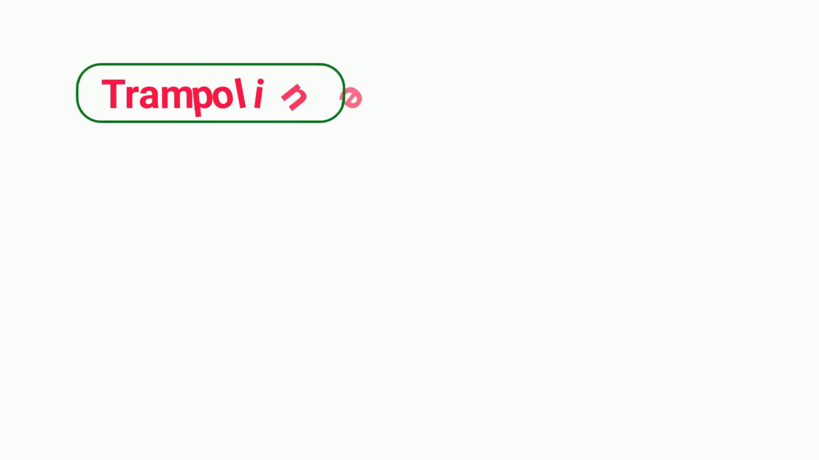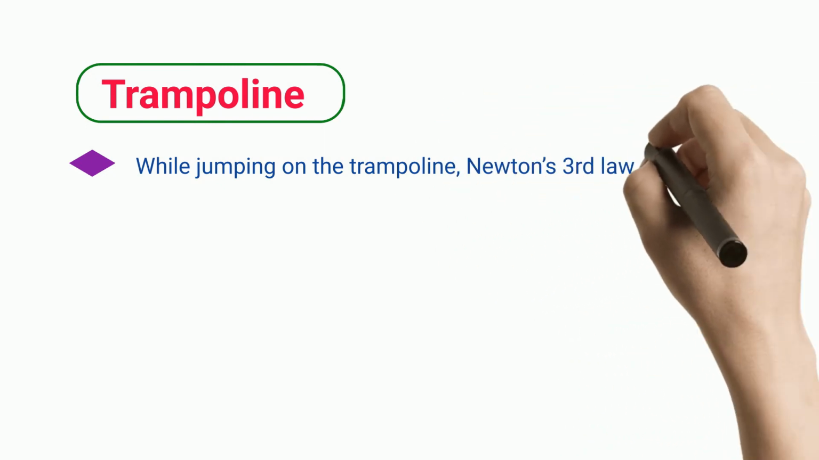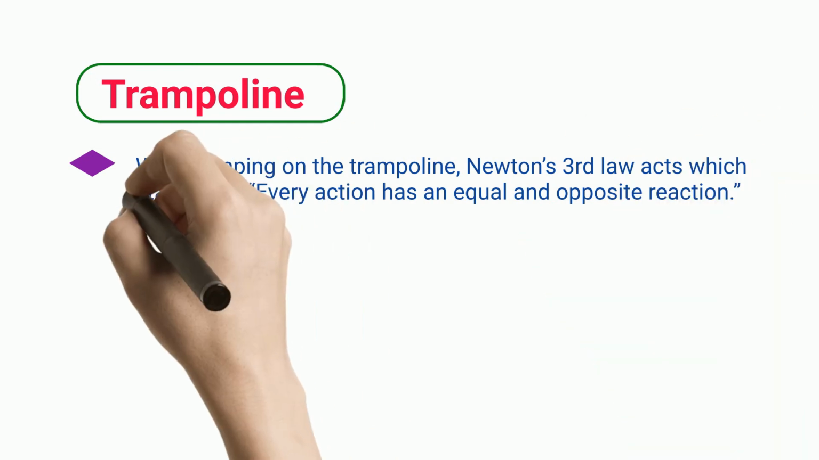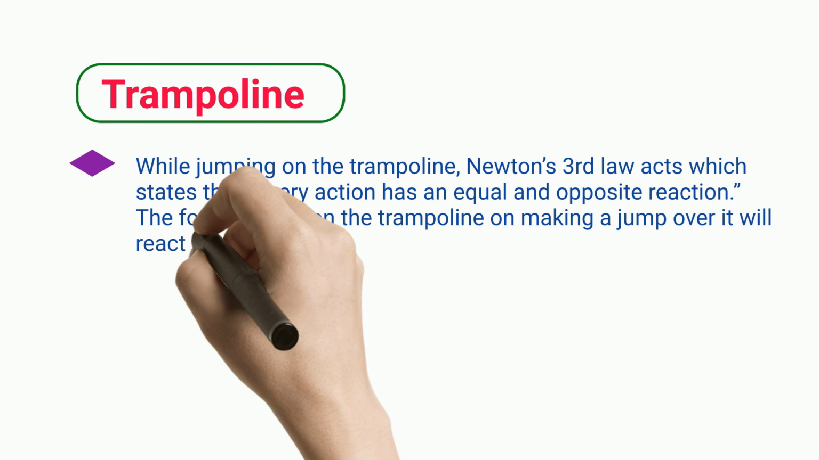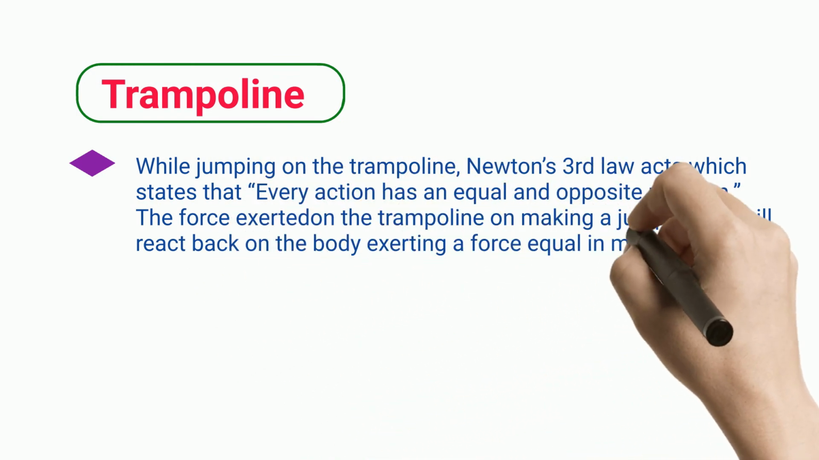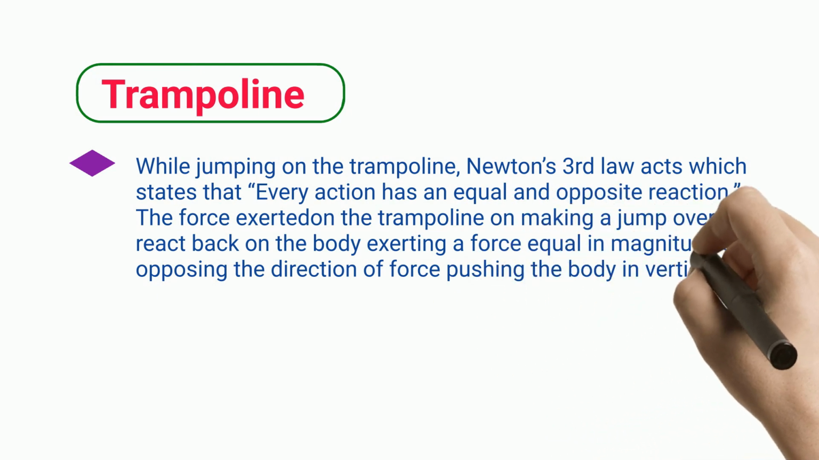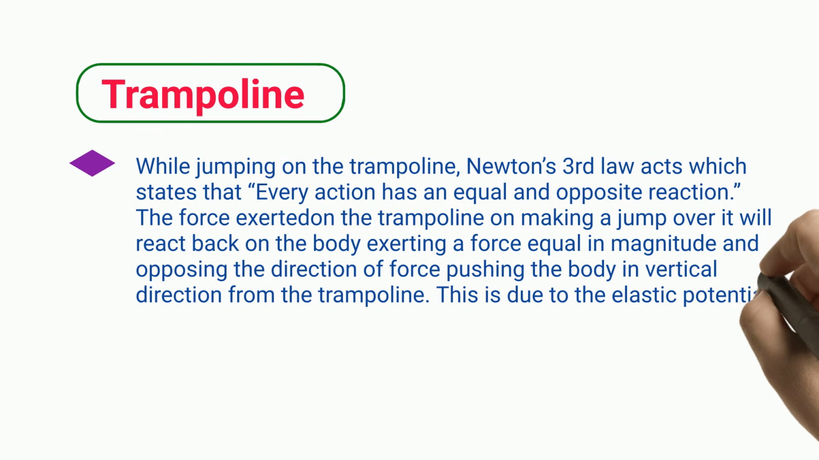Trampoline. While jumping on the trampoline, Newton's third law acts, which states that every action has an equal and opposite reaction. The force exerted on the trampoline on making a jump over it will react back on the body, exerting a force equal in magnitude and opposite in direction, pushing the body in a vertical direction from the trampoline. This is due to the elastic potential energy of the trampoline.